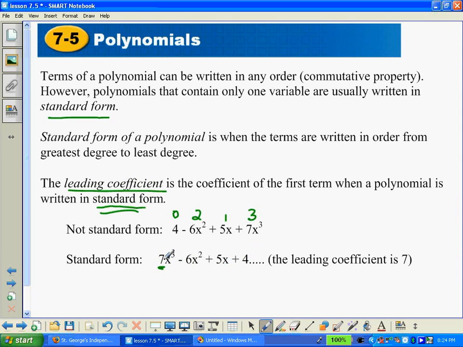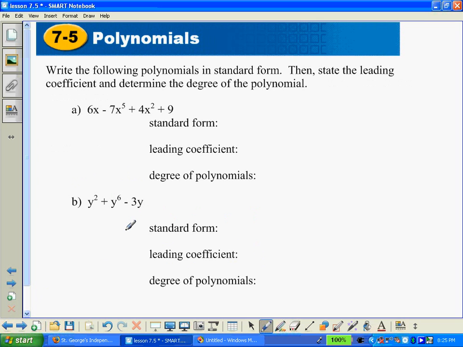What has the biggest? This negative 7x to the fifth. Make sure when you're writing polynomials, you keep the sign of the term. This has a negative in front of it. Write it, it's still going to have a negative in front of it. Negative 7x to the fifth. So I took care of that.